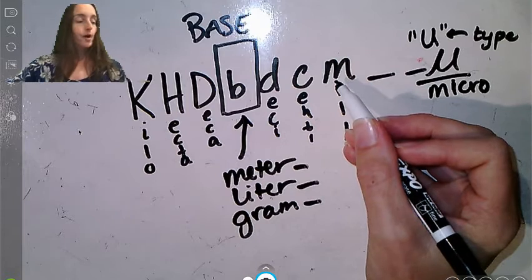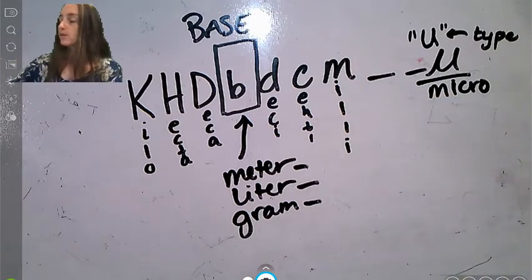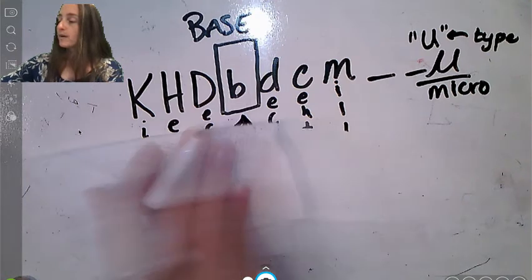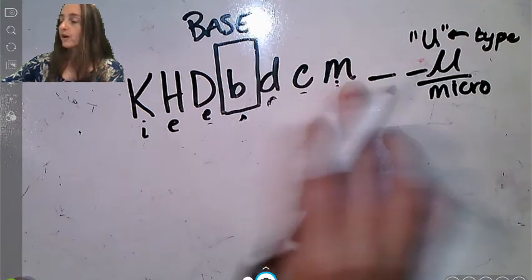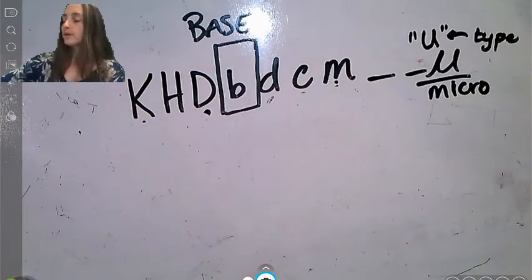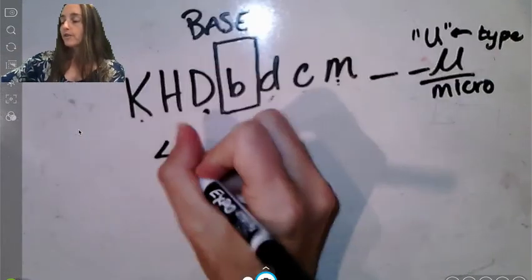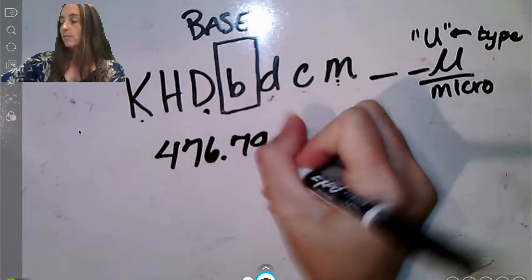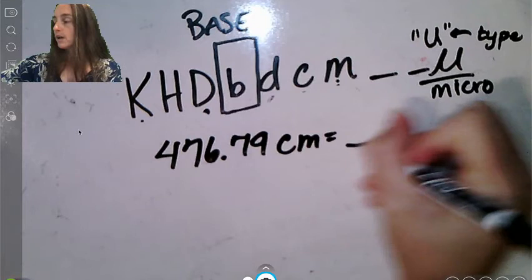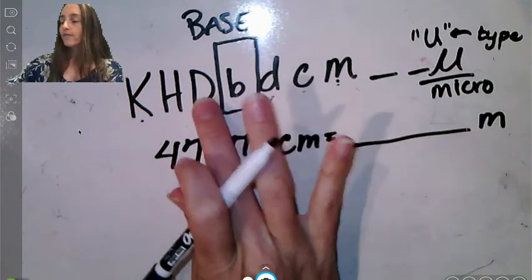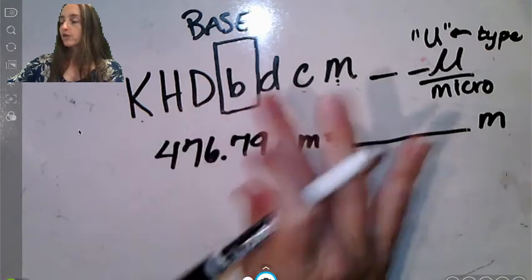Let's do a practice problem, shall we? So that maybe you can remember how to do these. So when we convert from prefix to prefix, we typically will have, like, say, 476.79 cm is equal to how many m? All right, well, first of all, you have to know kind of what you have. So where are we on our little chart here?